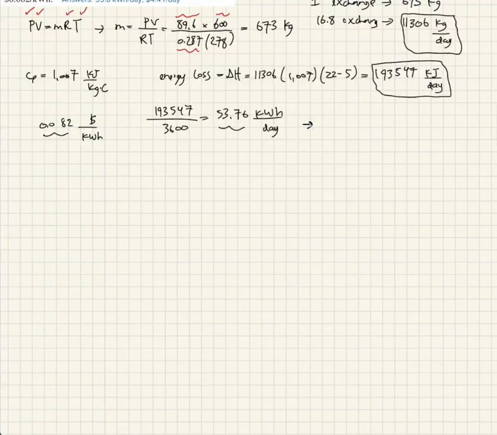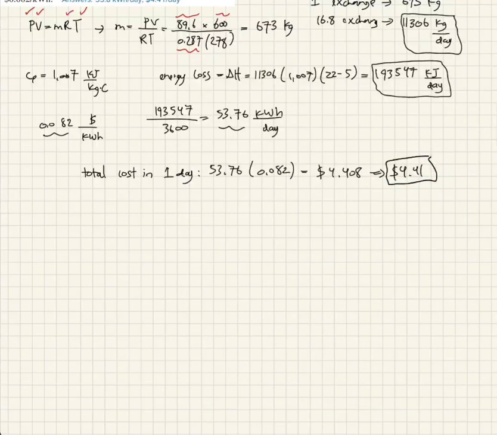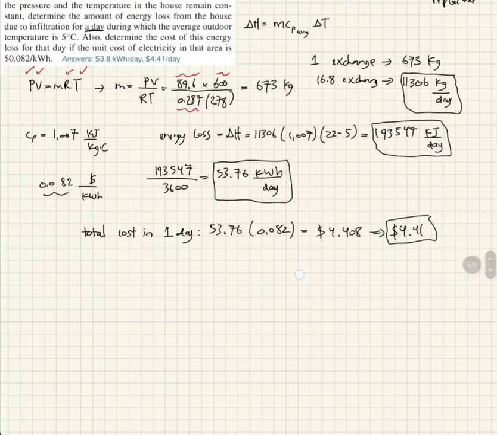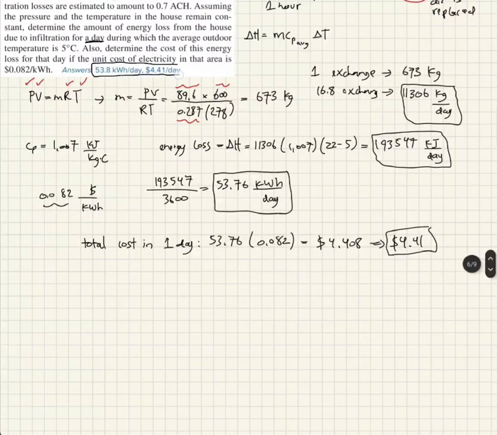So the total cost in 1 day is 53.76 times 0.082, which gives us a value of $4.408, or $4.41. And that's our final answer. If we check the solution that they gave us, this is exactly it.